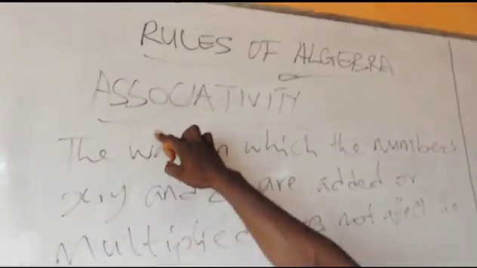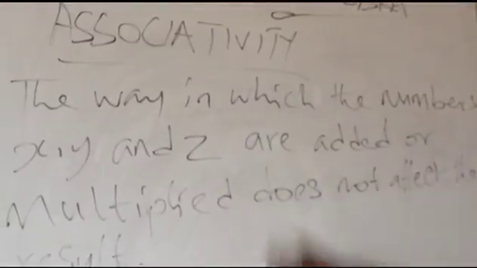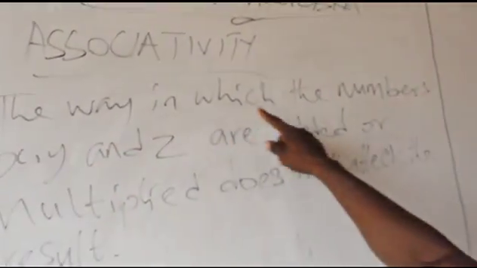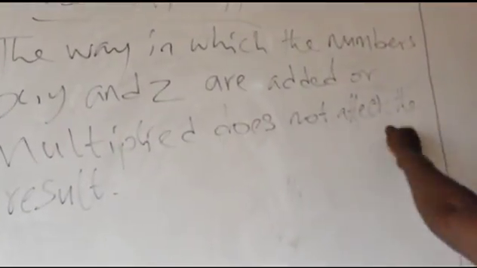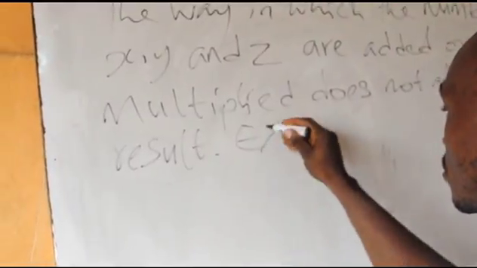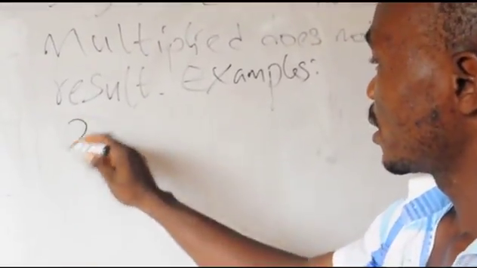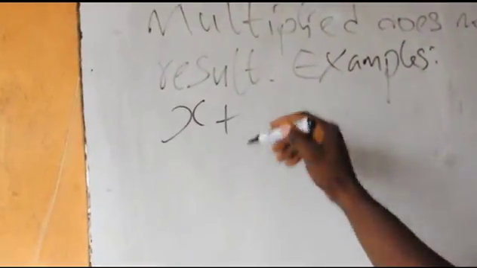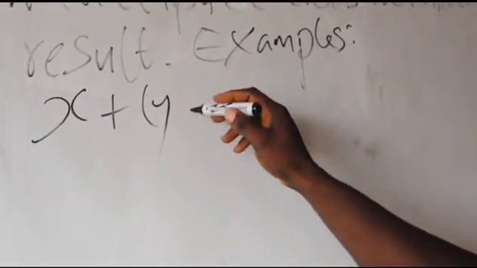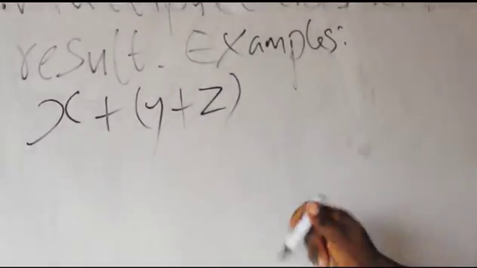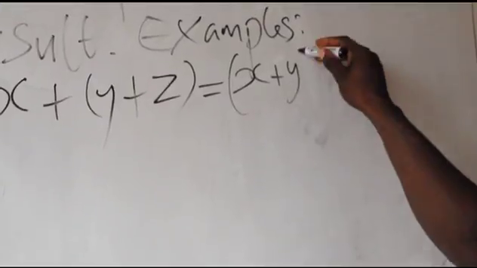So this is associativity. This is the second rule of arithmetic operation after commutative. Now, it says the way in which the numbers x, y, and z are added or multiplied does not affect the result. Example: x plus (y plus z) is equal to (x plus y) plus z.